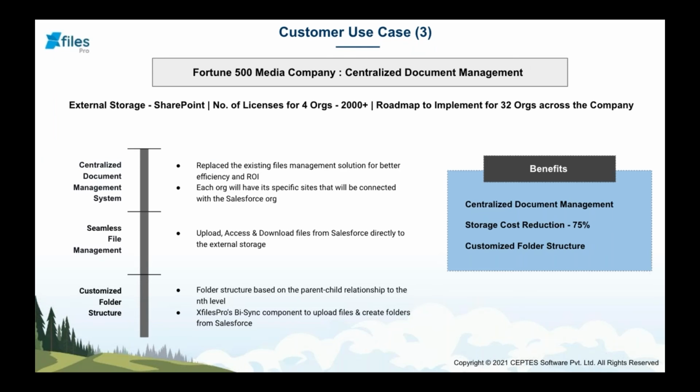The last, but definitely not the least, is the Fortune 500 media company who wanted to use SharePoint as a centralized document management system. Now, this particular firm started with us for 4 orgs, where they had 2,000 plus licensed users to start with. The roadmap was to implement this for 32 orgs, which is across the company.